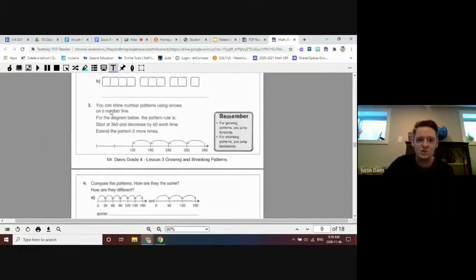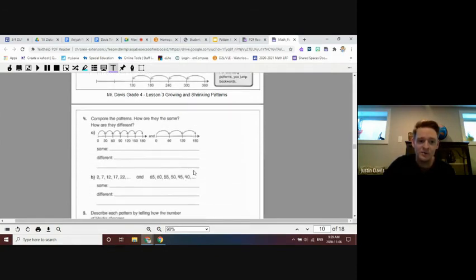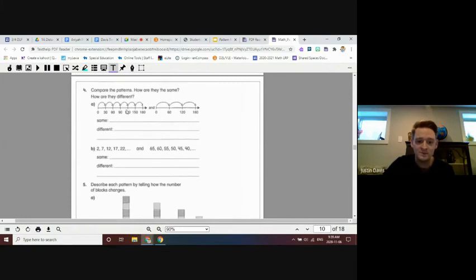Number 3 says you can show number patterns using arrows on a number line. For the diagram below, the pattern rule is start at 360 and decrease by 60 each time, and then extend the pattern 2 more times. So they started over here because they're decreasing at a 360, and they went down to 300, down to 240, down to 180, down to 120, and then you're going to extend that 2 more times, dropping it down by 60 each time.